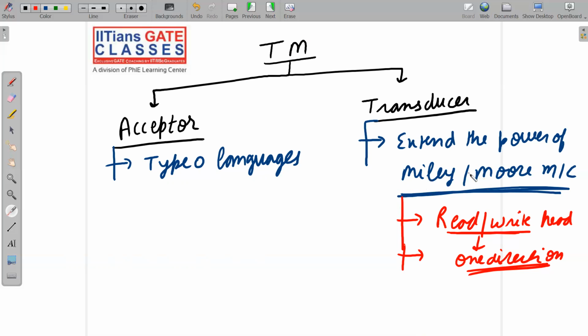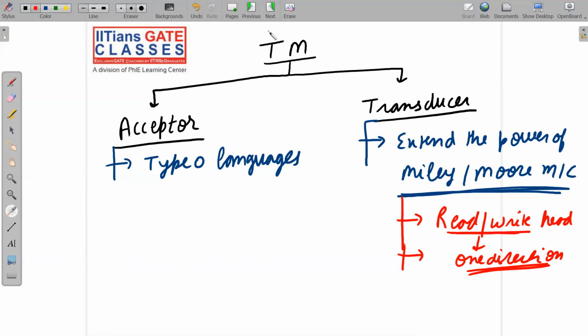Okay, so you may think, what advantage are we getting if the Turing machine's read-write head is moving in both directions? Please have patience, I will show you. The Turing machine will get tremendous power because its read-write head can move in both directions. But in a Mealy machine, it can move only in one direction. I hope I have made the point clear to all of you.